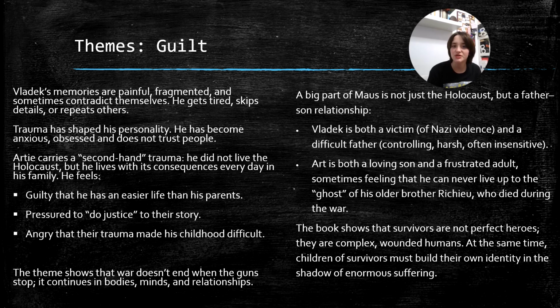A big part of Maus is not just the Holocaust, it's actually a father-son relationship. Vladek is both a victim of Nazi violence and a very difficult father. He's controlling, often very insensitive too. Artie is both a loving son and a frustrated adult who feels that he can never live up to the ghost of his older brother. He actually admits that in some parts of the book. He goes to a psychologist and admits that he feels like he's never enough for his parents, you know?